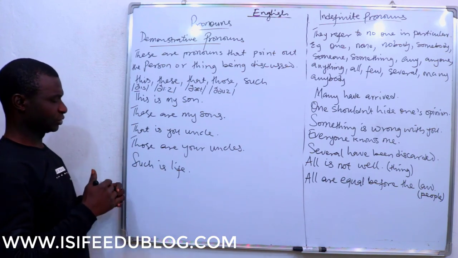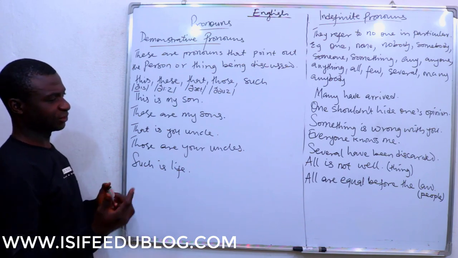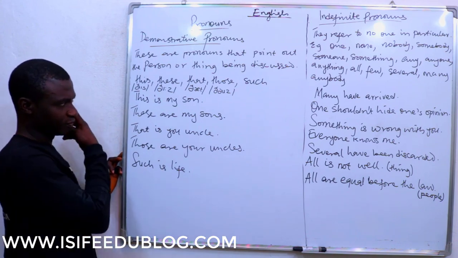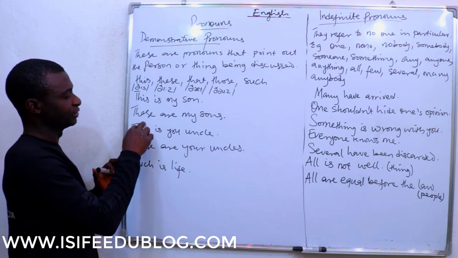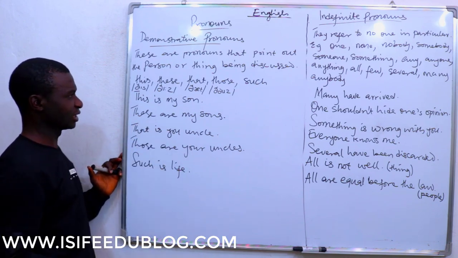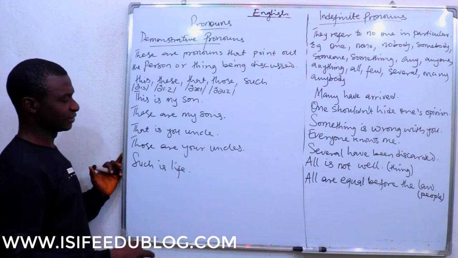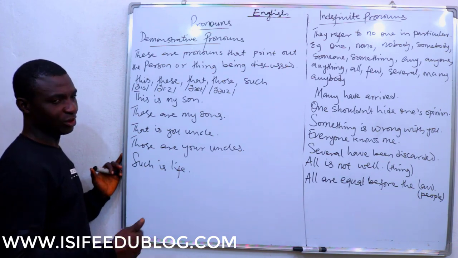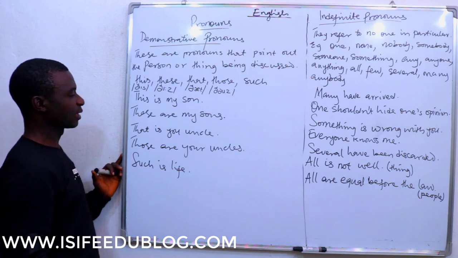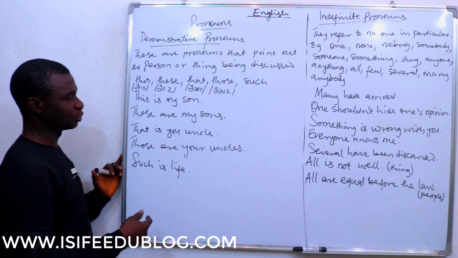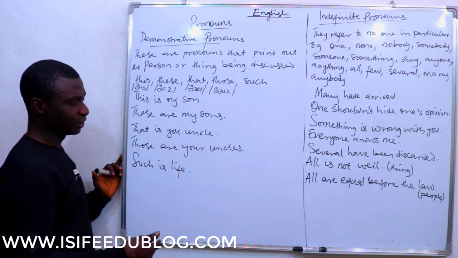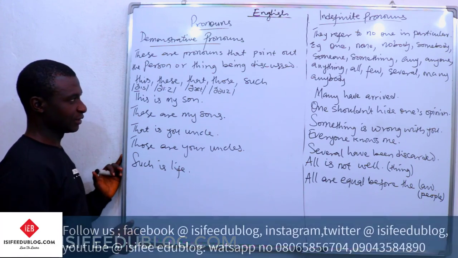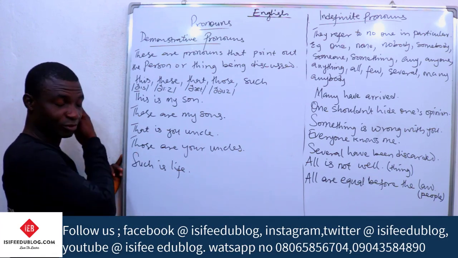This is used when you're talking of a single thing that is close. This is my son. So my son is with me. This is my son. These are my sons. So both this and these are used when the person or thing you're talking about is or are close to you. Alright? That and those are used when the person or persons or thing or things you're talking about is or are not close to you. Again, those is the plural form of that.